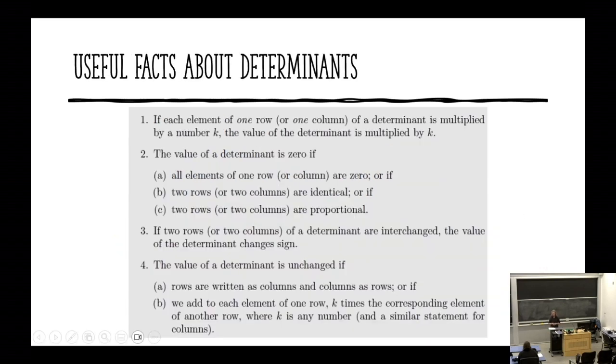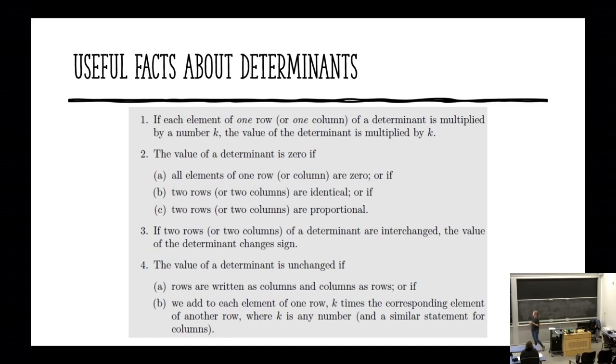All right, so there's lots of useful things to know about determinants. If each element of one row or one column of a determinant is multiplied by a number, we'll call it k, then the value of the determinant is also multiplied by k. The value of a determinant is 0 if all of the elements of one row or one column are 0, or if 2 rows or 2 columns are identical, or if 2 rows or 2 columns are proportional. If 2 rows or 2 columns of a determinant are interchanged, the value of the determinant changes sign, but not value.